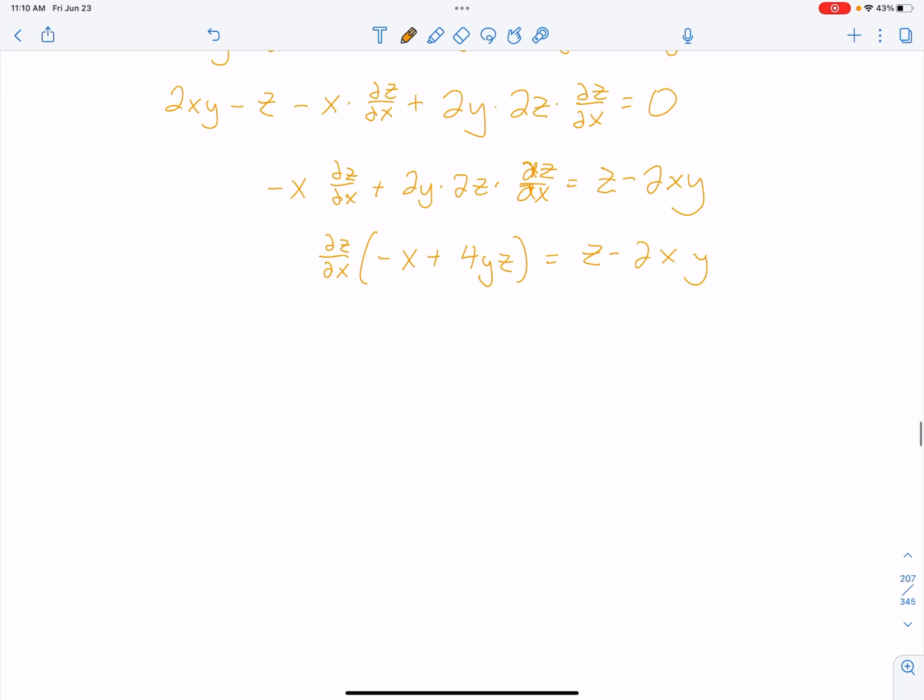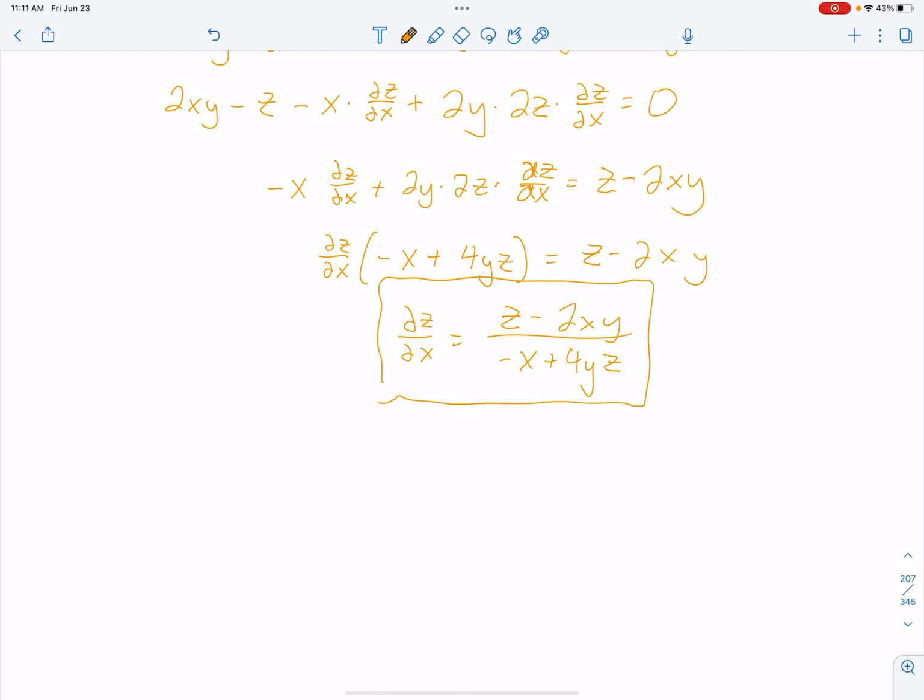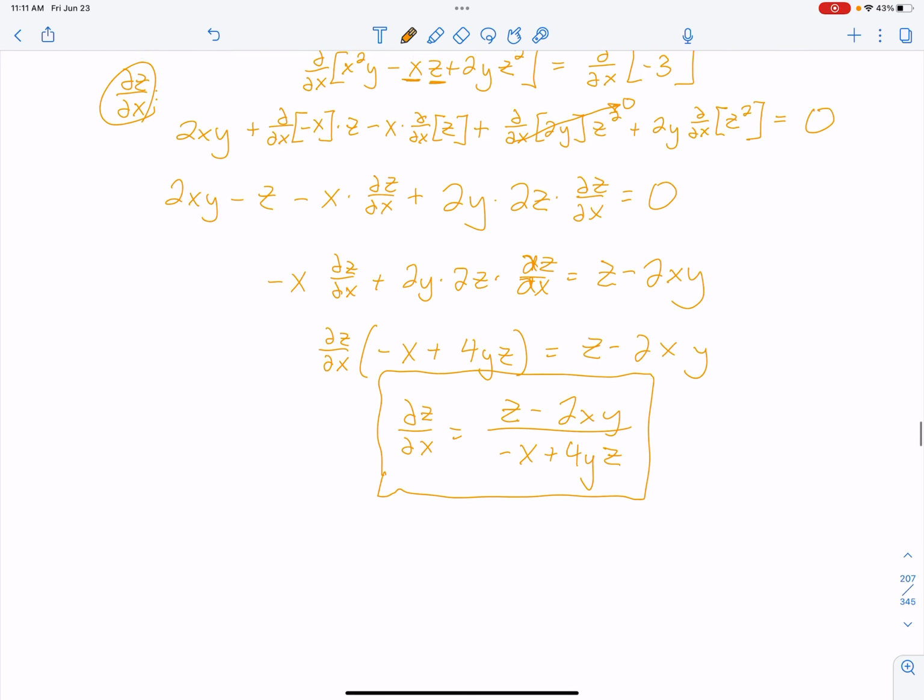And then now I can solve for the partial of z with respect to x, which is z minus 2xy over, I was ahead of myself, negative x plus 4yz. All right, that is how you find that one.